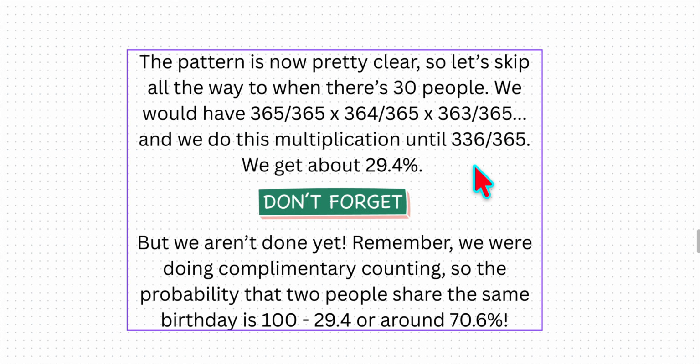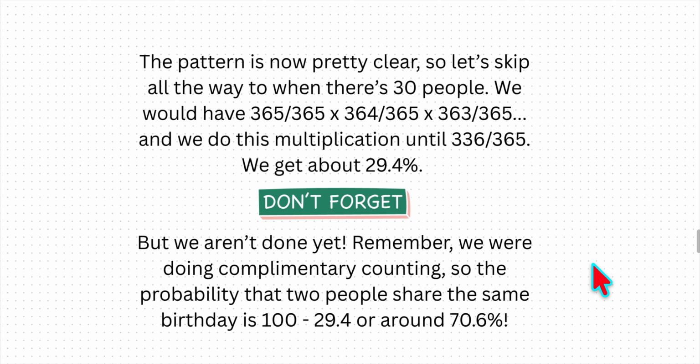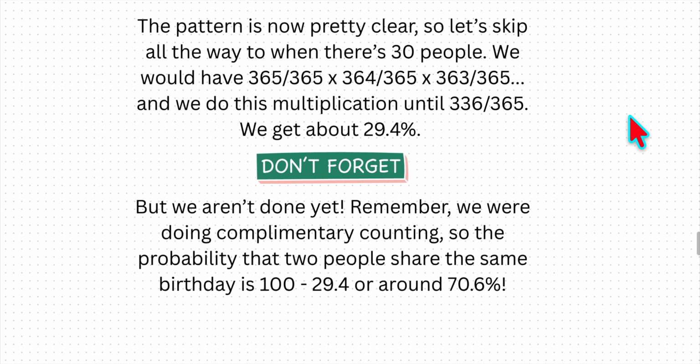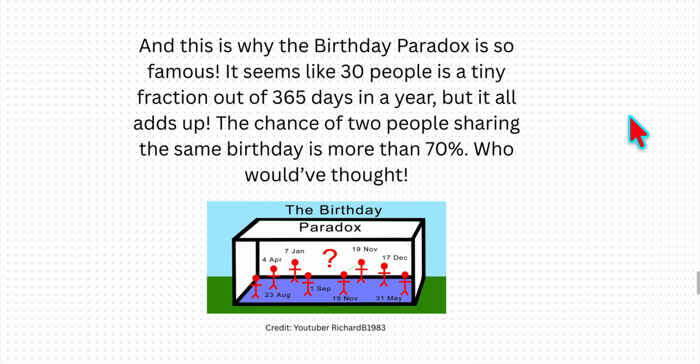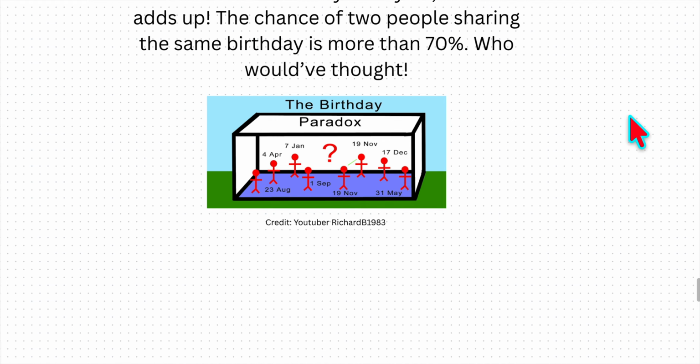But don't forget, we're not done yet. Remember, we're doing complementary counting, and again, that's like just the total minus. So we're actually doing the opposite. The probability that 2 people do share the same birthday is 100% minus 29.4%, or around 70.6%. And this is why the birthday paradox is so famous. It seems like 30 people is a tiny fraction out of 365 days in a year, but it all adds up. The chance of 2 people sharing the same birthday out of 30 people is more than 70%. Who would have thought?